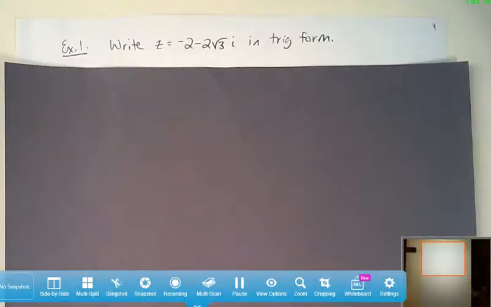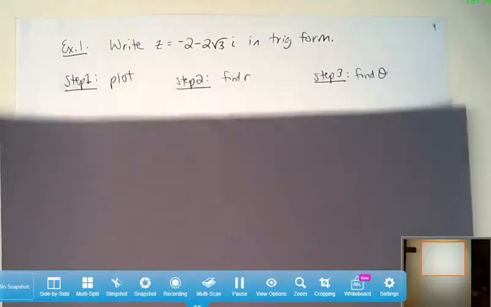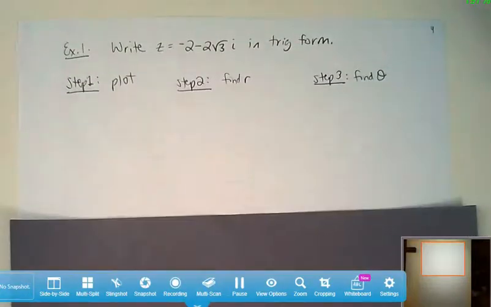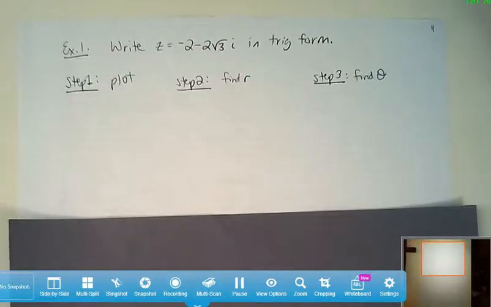We're going to go ahead and jump right in with our first example. And that's to write this complex number, -2 minus 2 radical 3i, in trig form. There are basically going to be 4 steps to this process. We're going to plot the complex number. We're going to find r, we're going to find theta, and then the 4th step is to write our final answer.